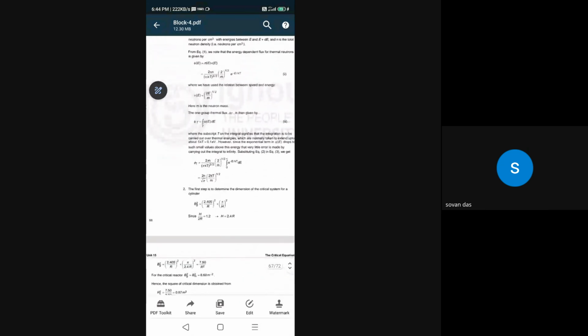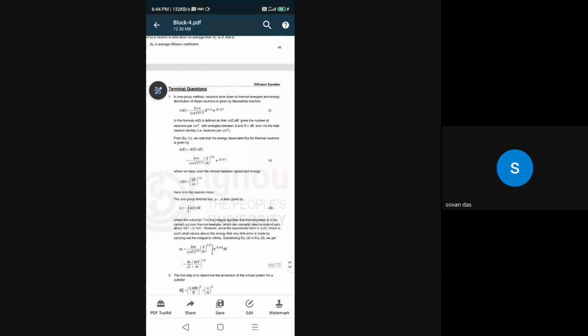So let us have another example. In one group method, neutrons slow down to thermal energies and the energy distribution of these neutrons is given by the Maxwell function. So you know, in Maxwellian form, your n as a function of E is 2 pi N by (pi kT) to the power 3 by 2 times E to the power half times exponential minus E by kT. And n(E)dE is the number of neutrons per centimeter cube with energies between E to E plus dE. And N is nothing but the total neutron density, or neutrons per centimeter cube.